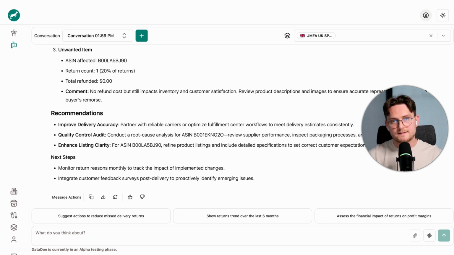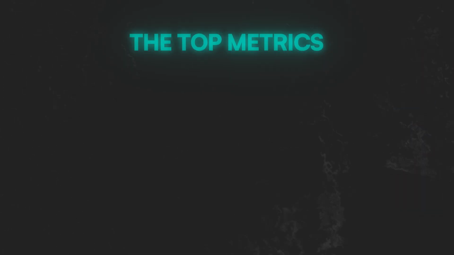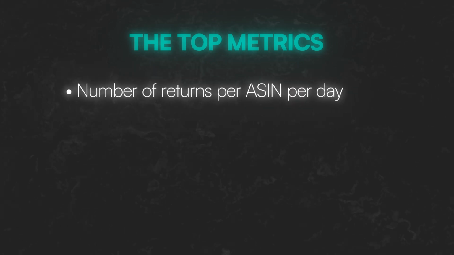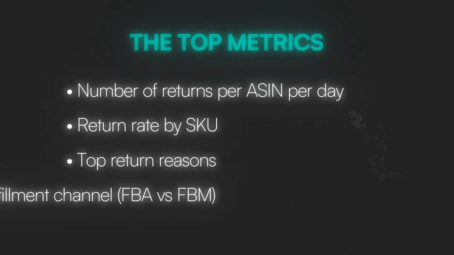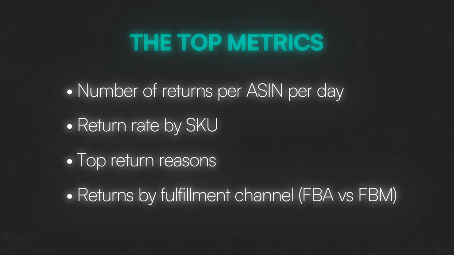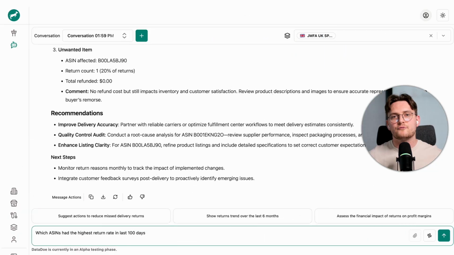So to summarize, what sellers care the most about when it comes to the information from this report are the top metrics: number of returns per ASIN per day, return rate by SKU, top return reasons, and returns by fulfillment channel, so FBA or FBM. Now, the great thing about this new interface is that you can just use your natural language without having any analytical knowledge, any programming knowledge, right? If you are very bad at Excel, you can just ask for your data literally.